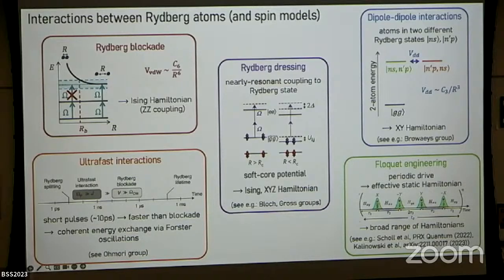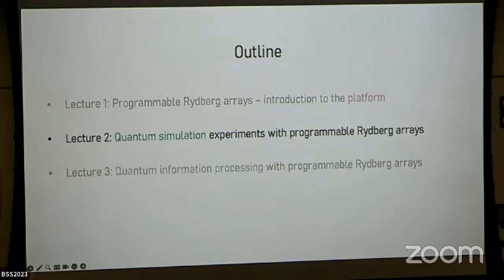This defines the types of interactions that we can introduce, and then what you do with that is up to your imagination. Okay, so today we want to look at some experiments in the context of quantum simulation using Rydberg atoms.